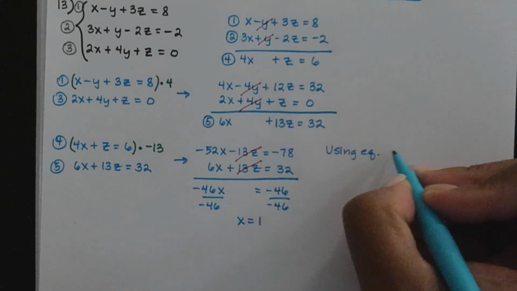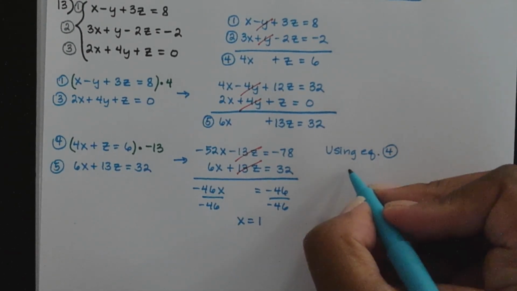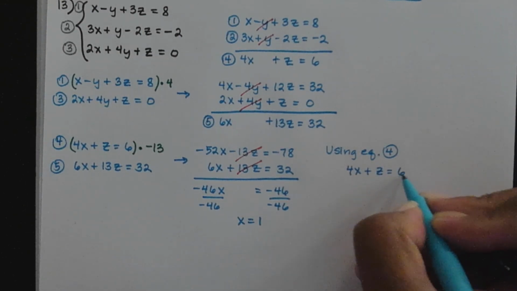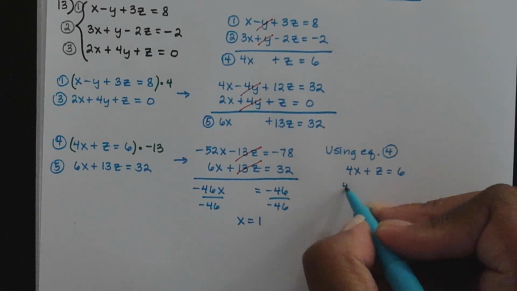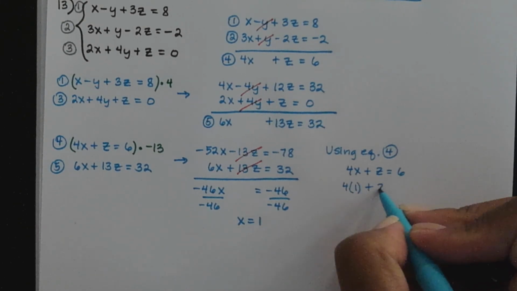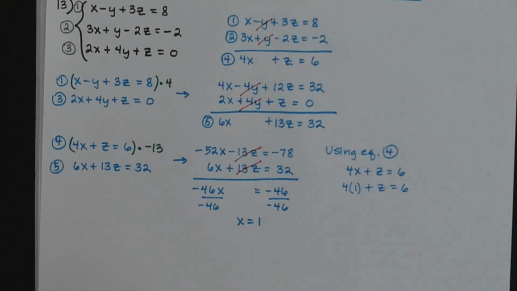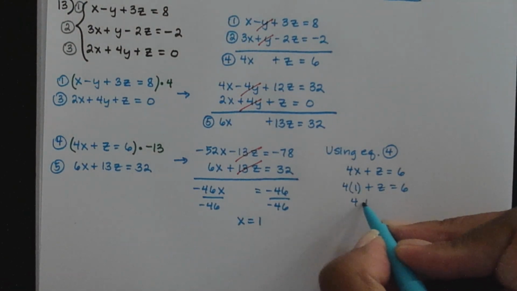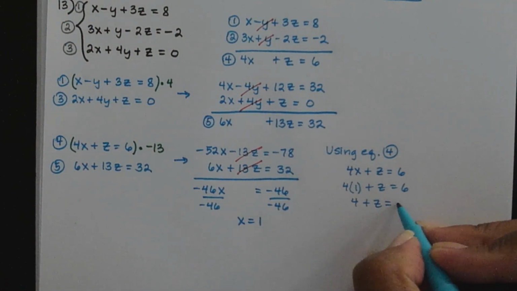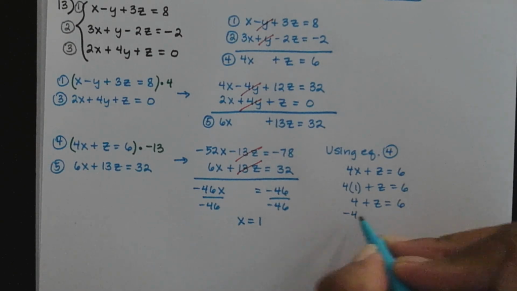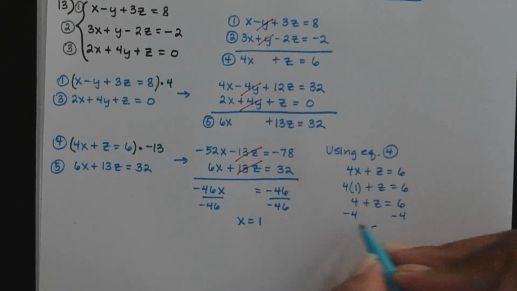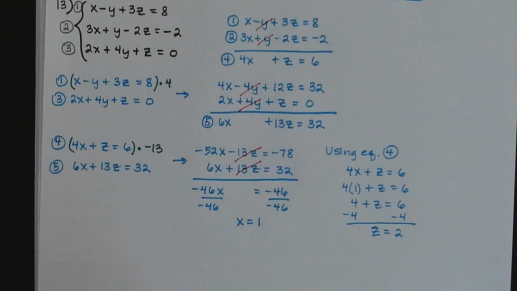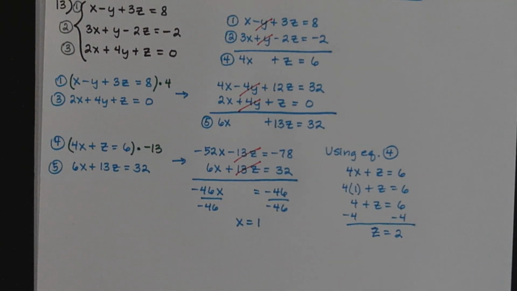You could use equation 5 if you wanted to, which was 4x plus z is equal to 6. And x is 1, so it'll be 4 times x, which is 1, plus z is equal to 6. 4 times 1 will be 4. And if 4 plus z is equal to 6, z has to be equal to what? 2. So we have x equals 1, we have z is equal to 2.